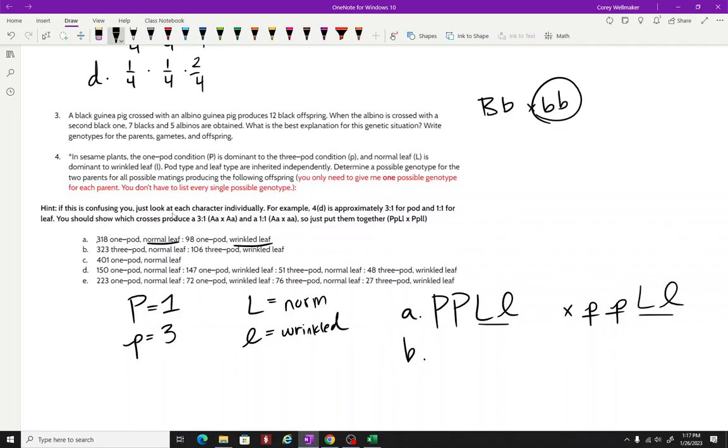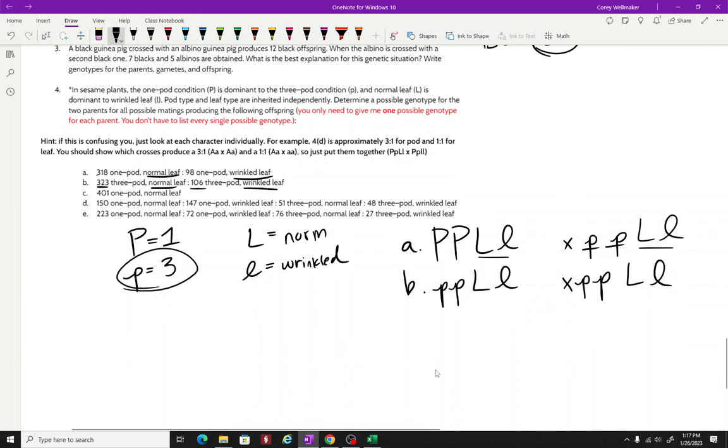You've got everyone shows the 3-pod condition. 3-pod is recessive. So if all your babies are showing recessive, the parents are going to have to be both homozygous recessive. And then you've got 300 normal leaf to 100 wrinkled leaf. That's the 3-to-1 ratio showing up yet again. So heterozygous for leaf. For C, all right, this looks crazy, but it's not bad.